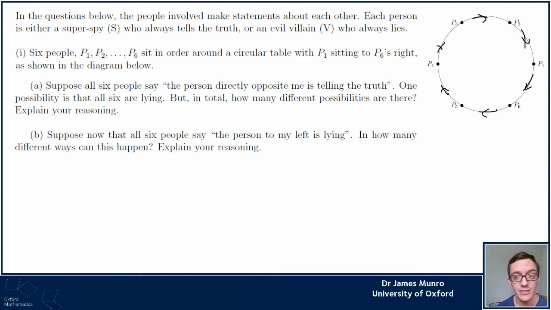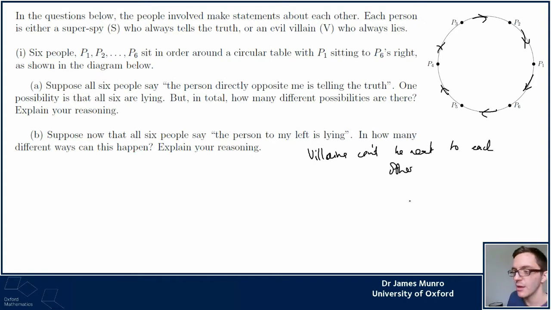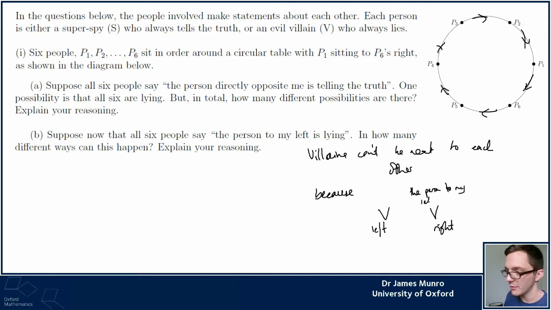If they're both villains, then the person to the right is saying the person to my left is lying, but that's a true statement. Villains are never supposed to tell the truth. So villains can't be next to each other, because if we had a villain and a villain, left and right, that person would be saying the person to my left is lying, and confusingly that's a true statement, which villains are not allowed to do. Villains never tell the truth, even about other villains.